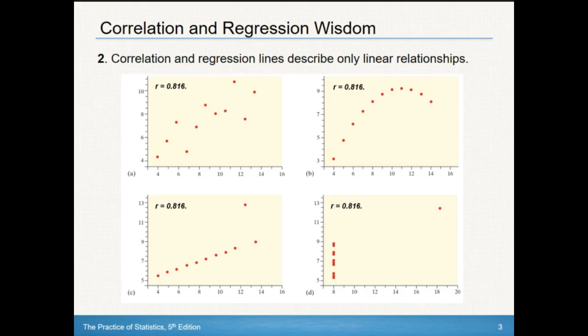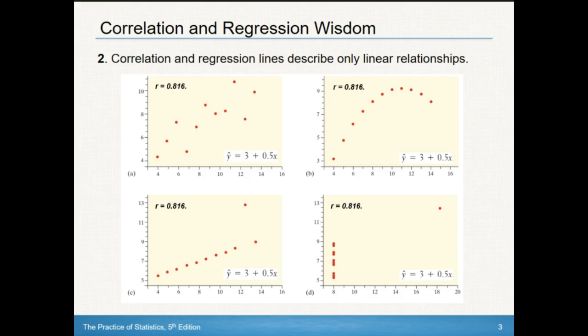We look at B, not at all linear. It's a curve. You look at C and you say, man, that's almost perfectly linear, except for this one outlier up there. And then look at D, and here's all these vertical plots at 8, and one point way over there at 18. And yet they all have the same R, the same correlation. Well, in addition to that, if we were to do a linear regression, all of them would have the exact same line describing them as their prediction line.